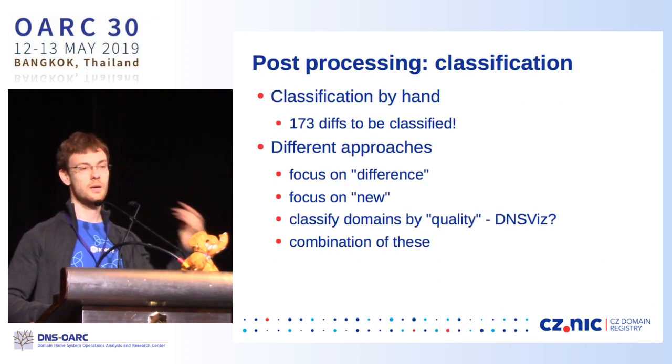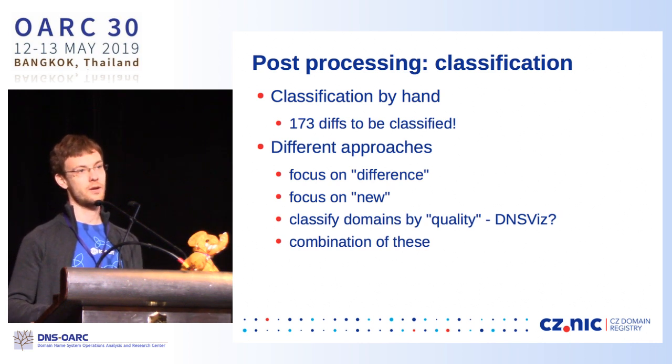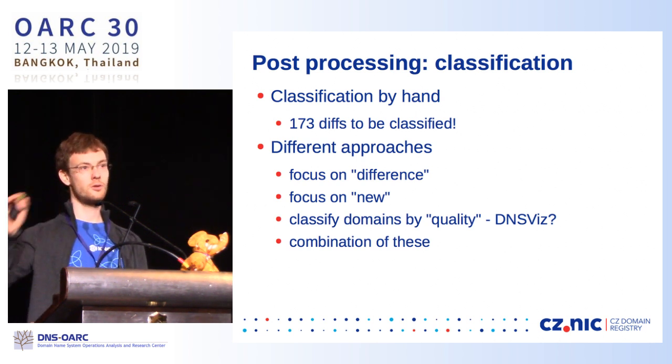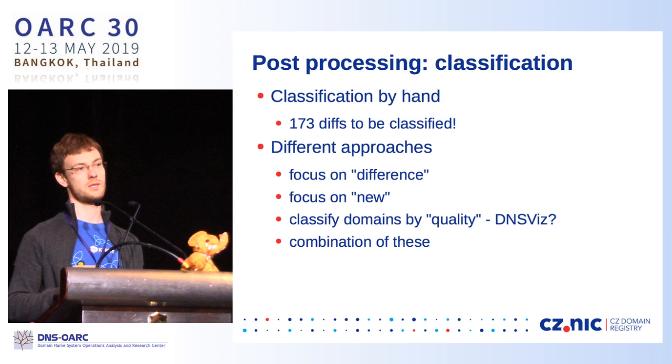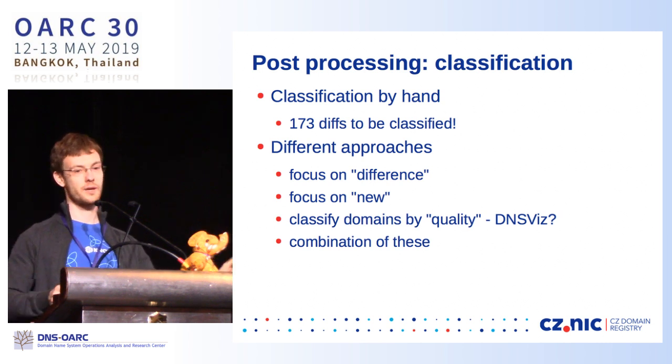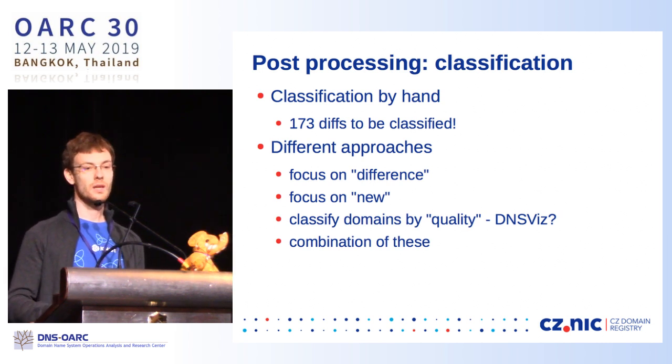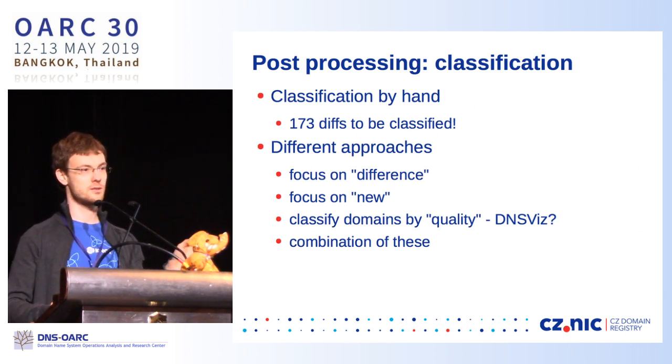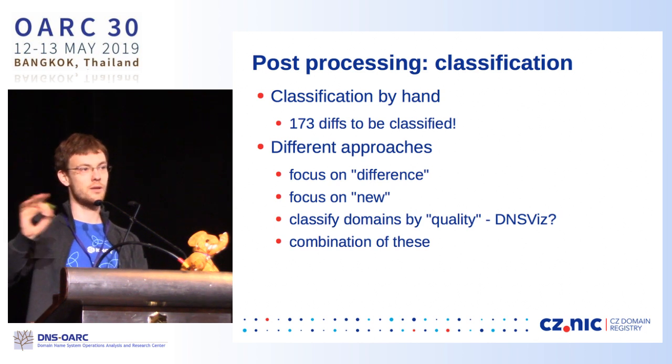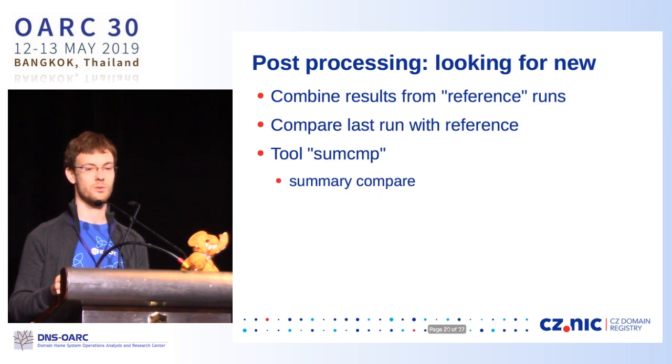So now we are in the phase where we are trying to invent ways to automatically classify the differences and find out what's actually an interoperability problem and what's just a minor difference nobody cares about. There are a bunch of different approaches. We can look at the differences, or the new stuff which we never saw before, or we can try to classify the domains based on the properties of the domain and not the result, and so on.